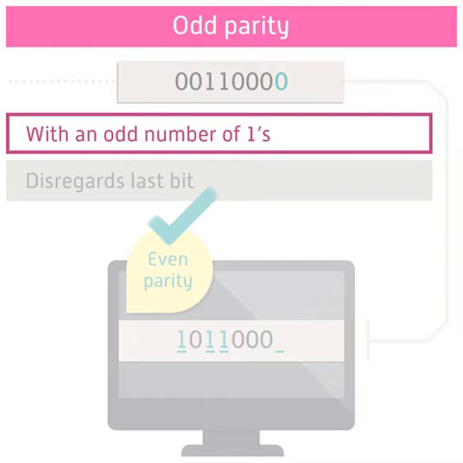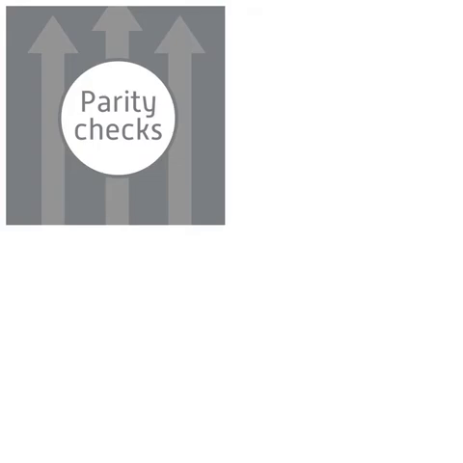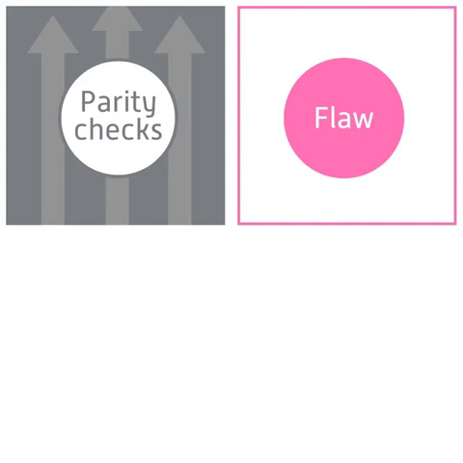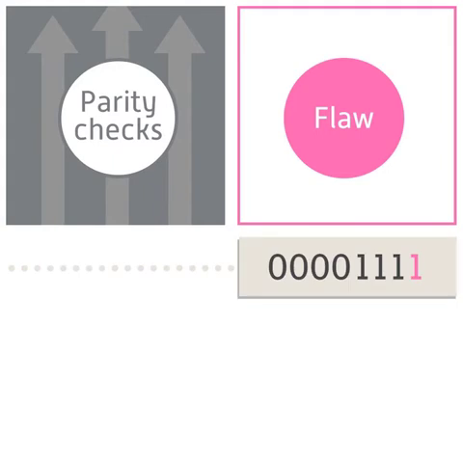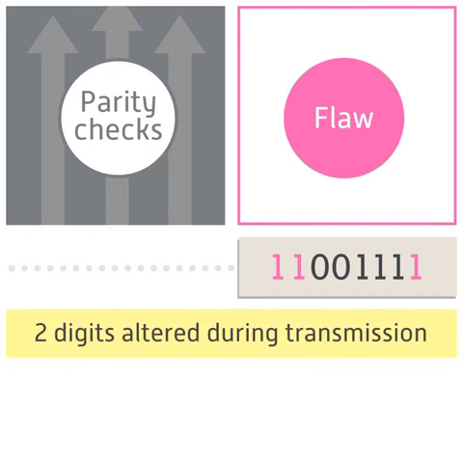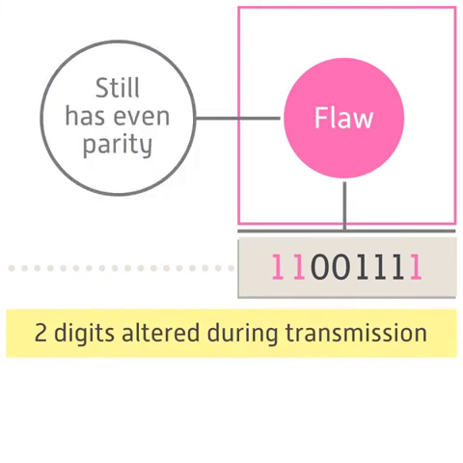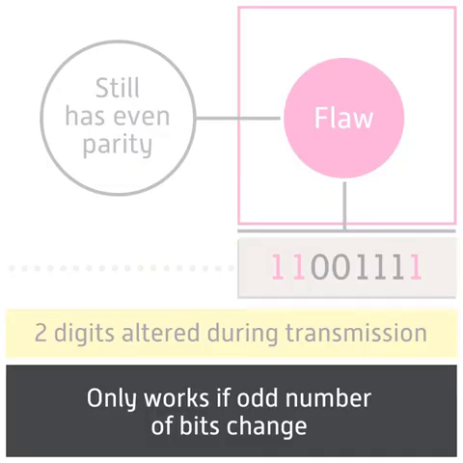Parity checks are straightforward, but they have a significant flaw. Let's say we're transmitting this data, with the last bit included for even parity. If 2 digits were to be altered during transmission, the data still has even parity. So a parity check only works if an odd number of bits change.